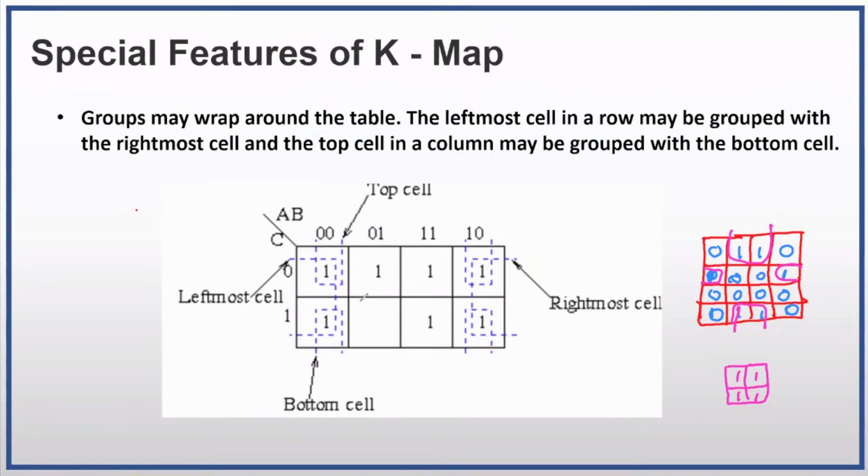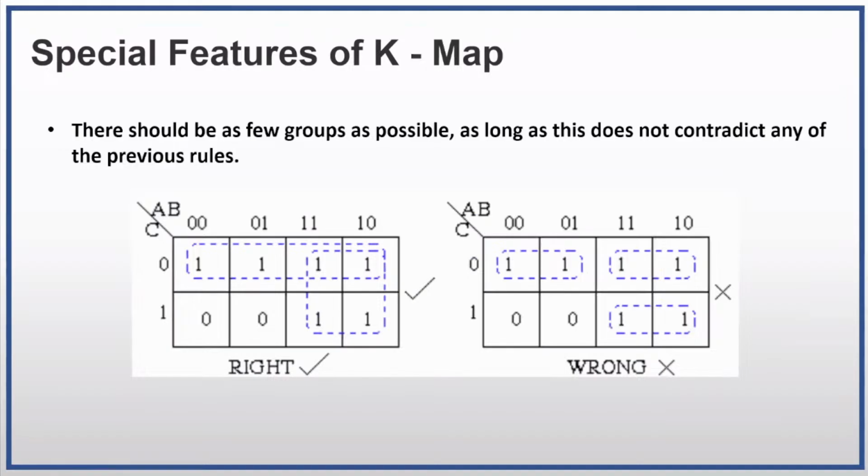Okay. The next rule is you can have a few possible groups. Give me 1 minute.